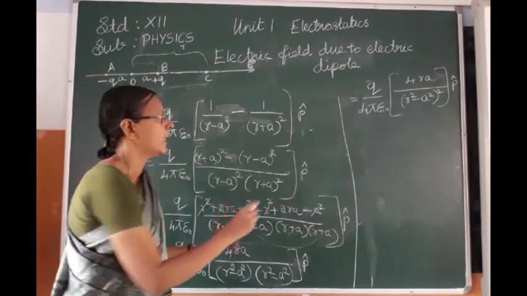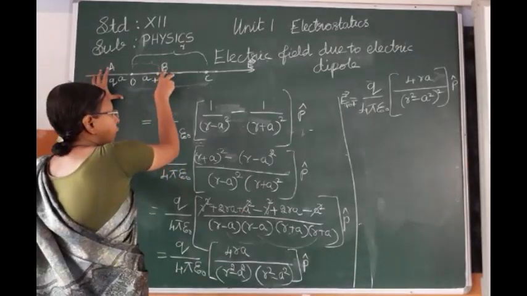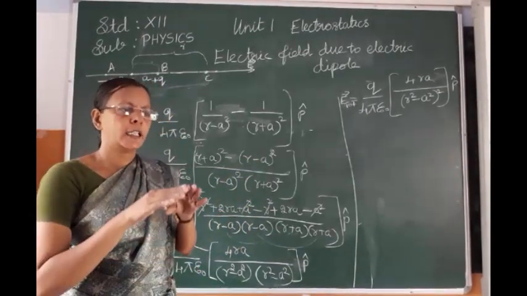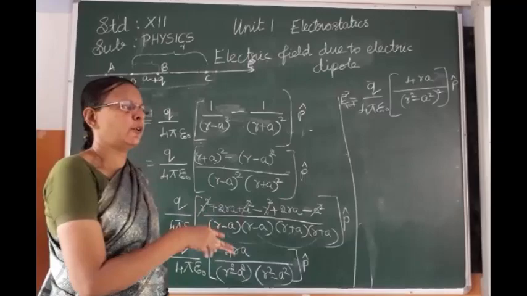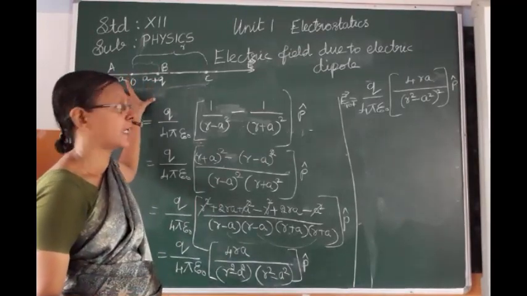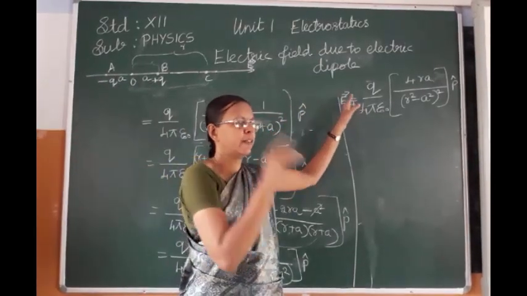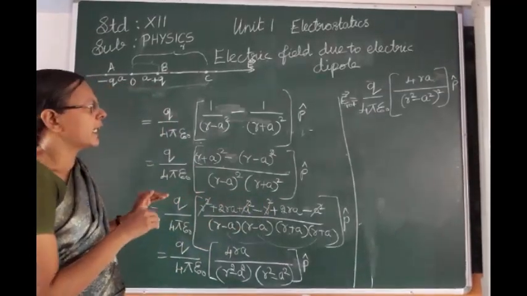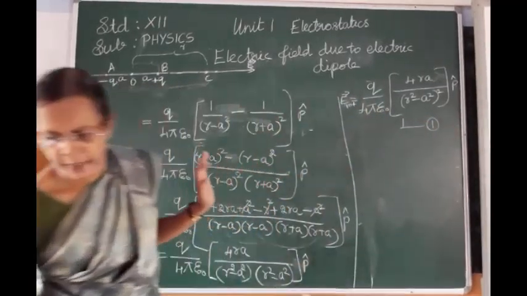So, this is the total E vector because of this dipole. These two charges constitute a dipole. Why are they constituting a dipole? They are equal and opposite charges at a small distance. We already know the definition, and according to that definition, these two constitute a dipole. Because of this electric dipole, this point C experiences an electric field, the total electric field due to the plus Q charge and the minus Q charge. This is the final result, which we can take as equation number 1.